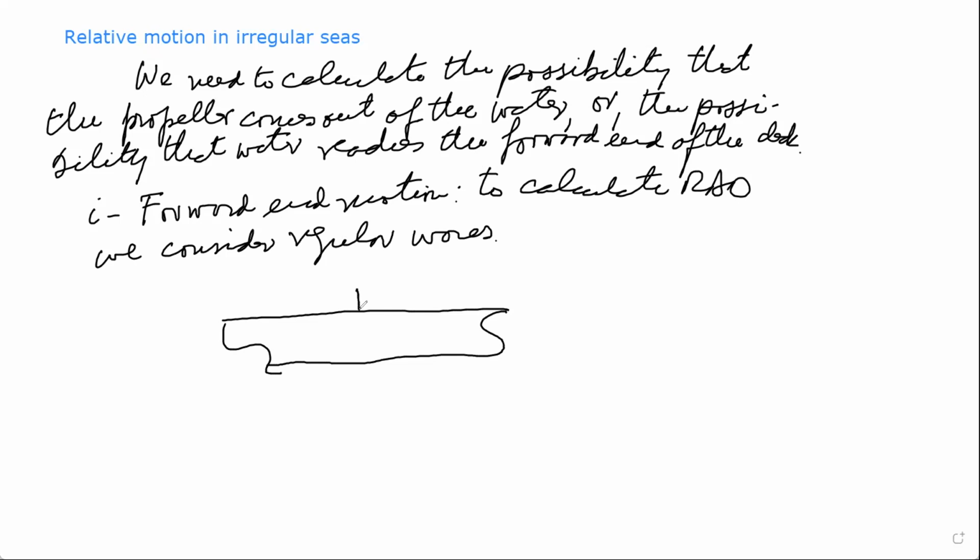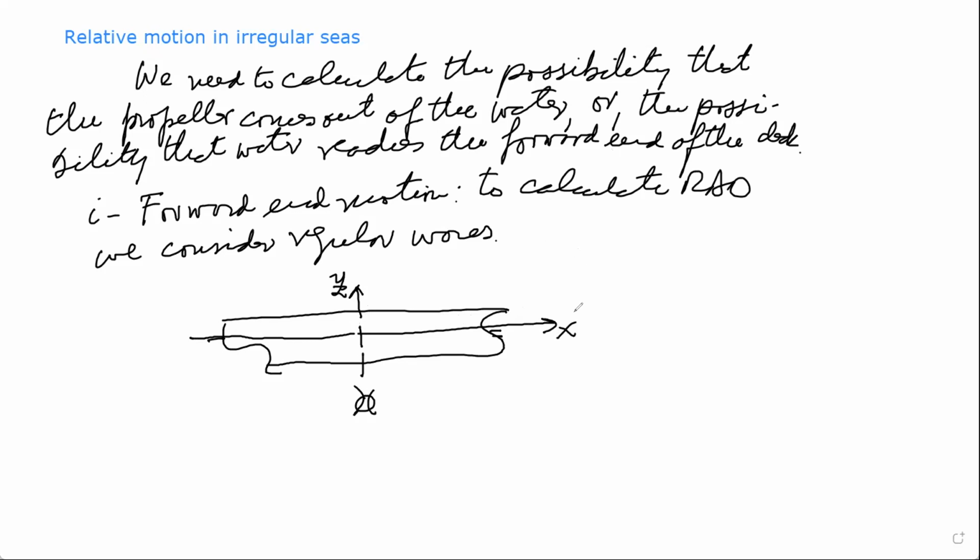Okay, this is midship. Here, this is X, this is Z, this is the water line. Now in this case, this is a worst situation, we're going to consider that the waves are coming from the bow, from the forward end.